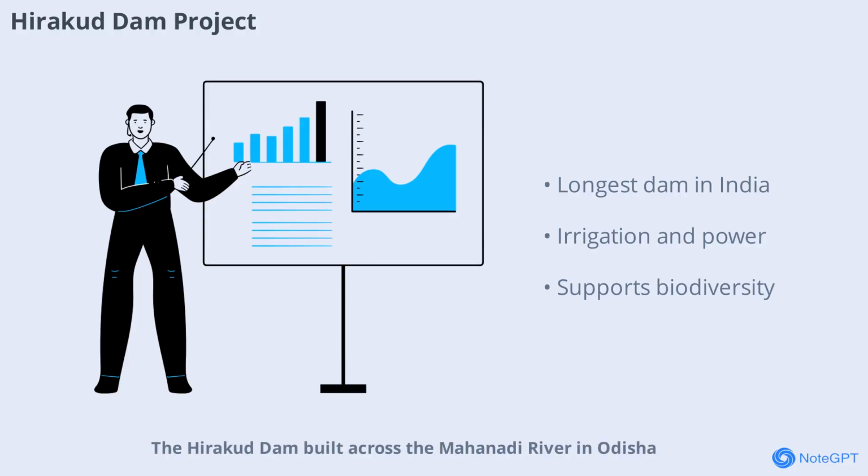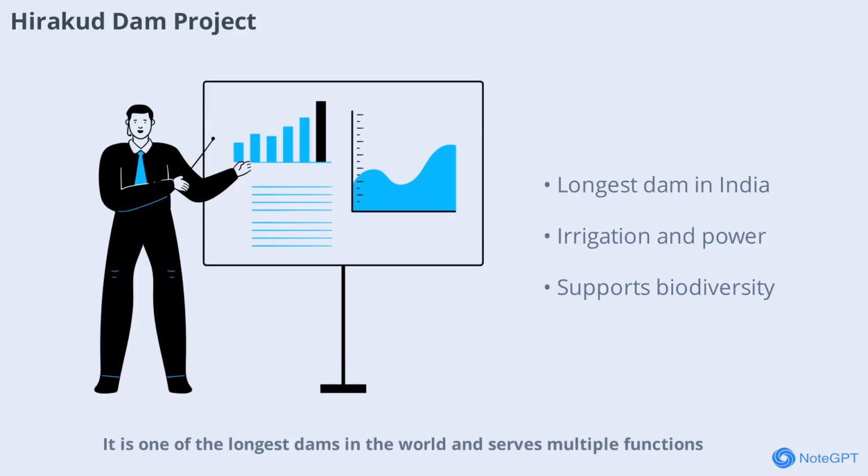Hirakud Dam, built across the Mahanadi River in Odisha, is another landmark multipurpose project. It is one of the longest dams in the world and serves multiple functions including irrigation, power generation, and flood control. The dam has transformed the surrounding region by providing water for agriculture and supporting local industries. Its reservoir is also a source of fish and supports biodiversity.